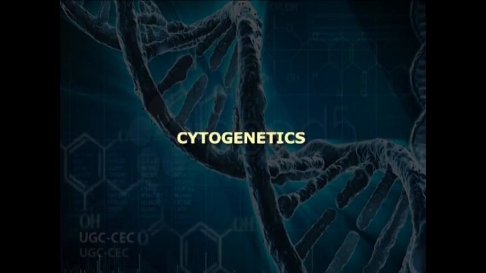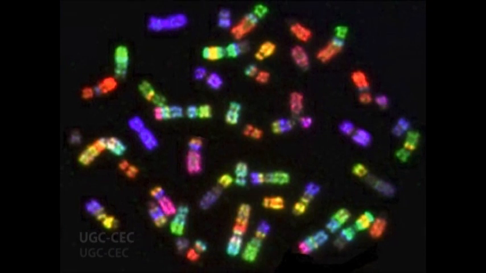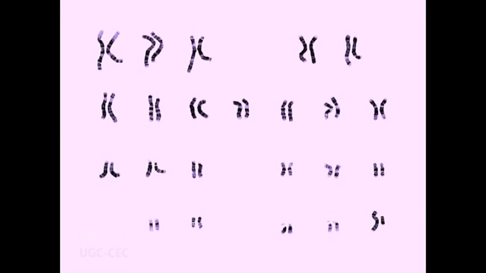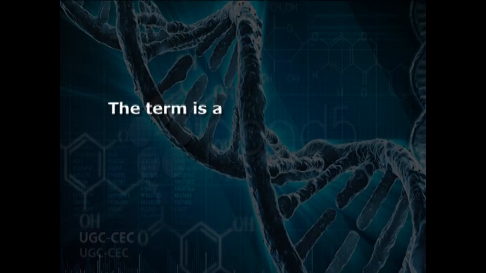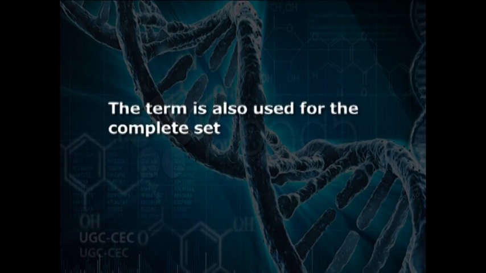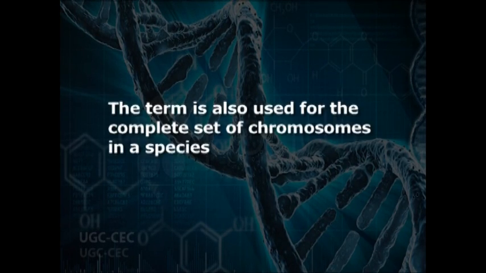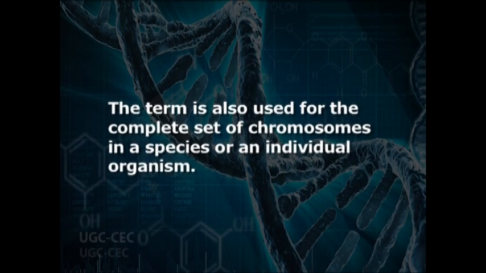Next we have cytogenetics. Cytogenetics is the study of the structure and function of the chromosomes within the cell nucleus. This is done by preparing a karyotype and analyzing the chromosomes. A karyotype is a photographic image giving the number and appearance of chromosomes in the nucleus of a eukaryotic cell. The term is also used for the complete set of chromosomes in a species or an individual organism.